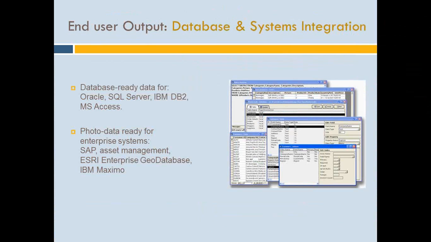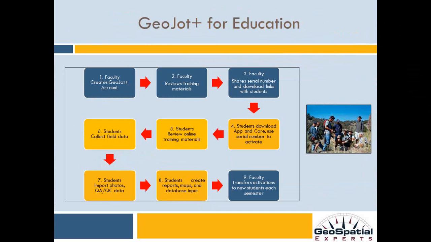So you can also get output for database and systems integration. You can get database-ready data for Oracle, SQL Server, IBM DB2, and MS Access. You can get photo-ready data for enterprise systems: SAP, asset management, enterprise geodatabase, and Maximo.